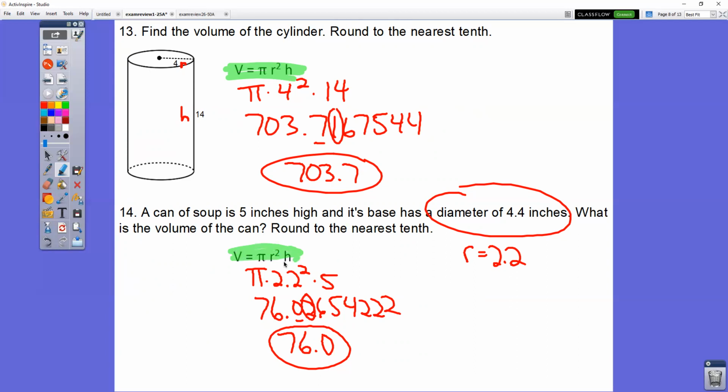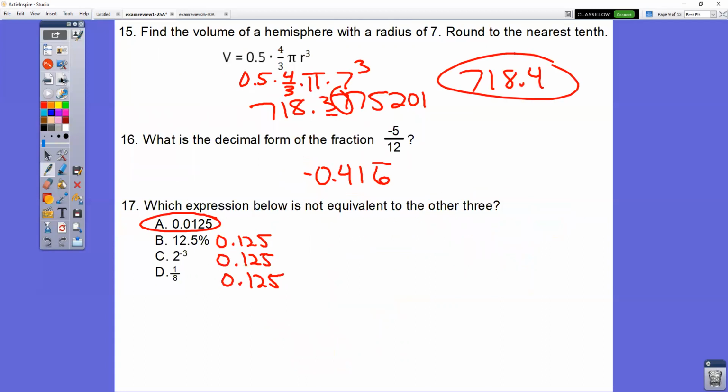In question number 14, trying to trick you a little bit. Again, notice the formula is there for the cylinder, pi r squared h, but I'm giving you the diameter instead of the radius. You have to take that diameter and divide by 2 to get a radius of 2.2, which is the number that you need to sub into the formula. So pi times 2.2 squared times 5, round to the nearest 10th, you get 76.